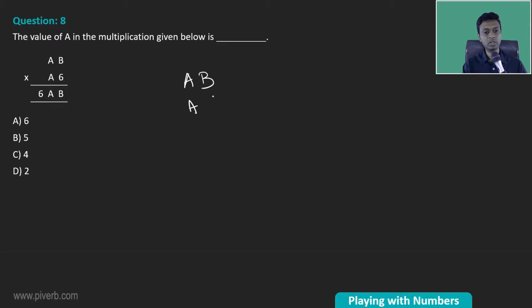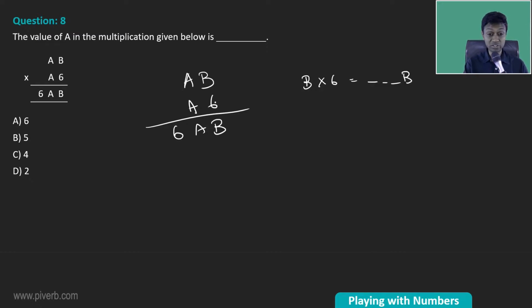AB into A6 is 6AB. Wonderful. B into 6 ends in B. It's going to be the last digit. 6 into B is going to be the last digit here. So let's try to crack that.